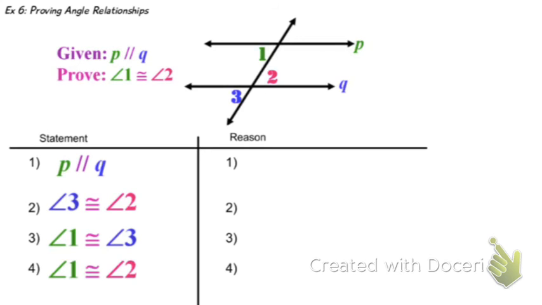Colorful one. What are we given this time? The statements. What are we trying to find? The reasons. So our first statement is line P is parallel to line Q. Let's go ahead and mark that on our picture with a couple arrows. What's the reasoning for that?